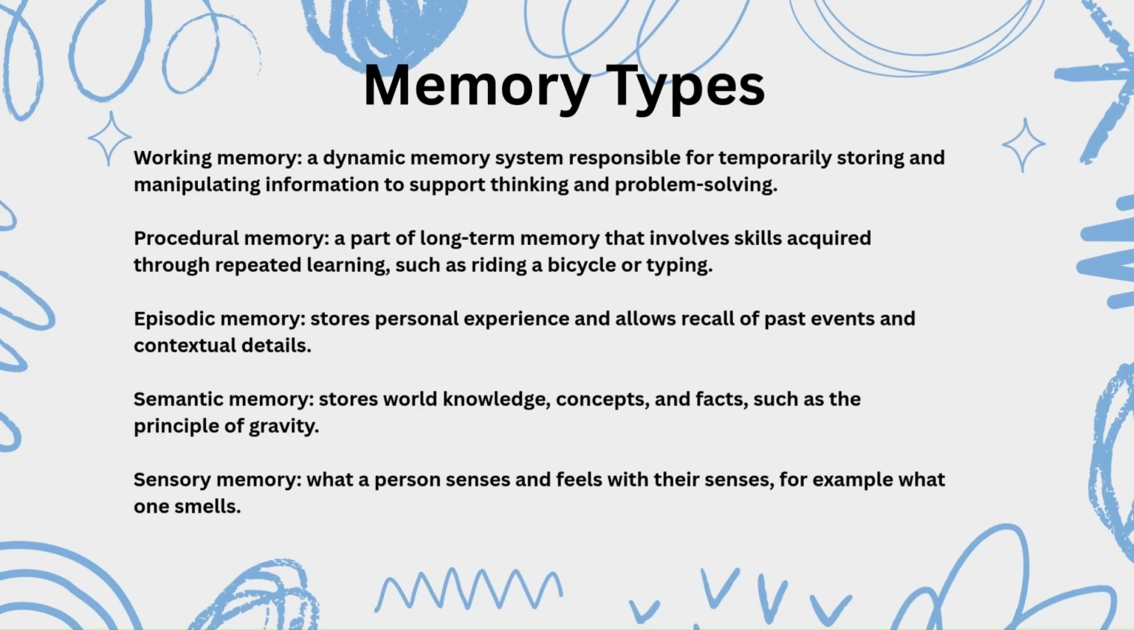So, I'll provide an overview of several key memory systems that we concluded with. These are 5 memory systems. So, firstly, we have working memory, which is a dynamic system responsible for the temporary storage and manipulation of information. It supports higher-order processes such as reasoning, comprehension, and problem solving.